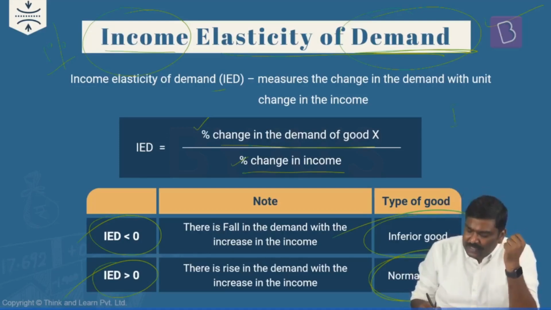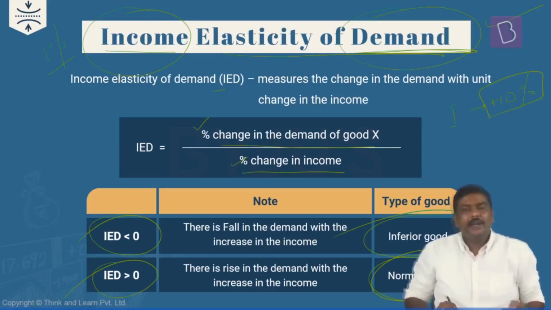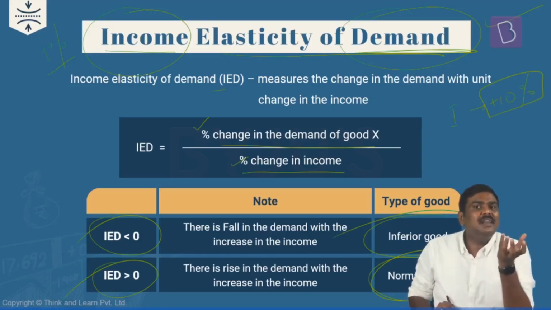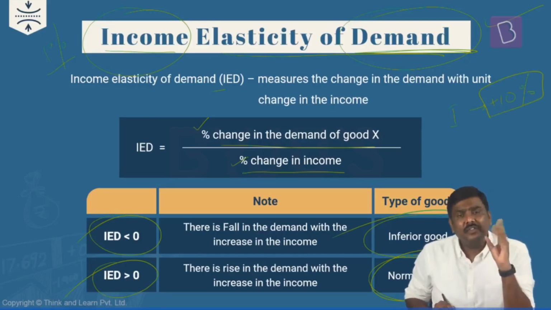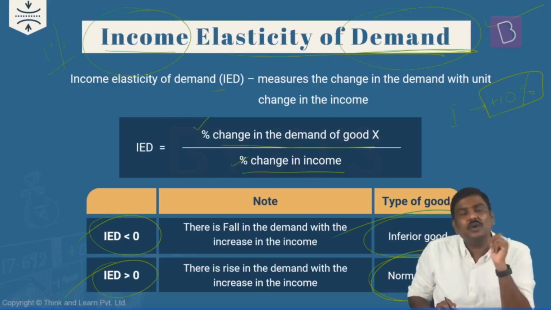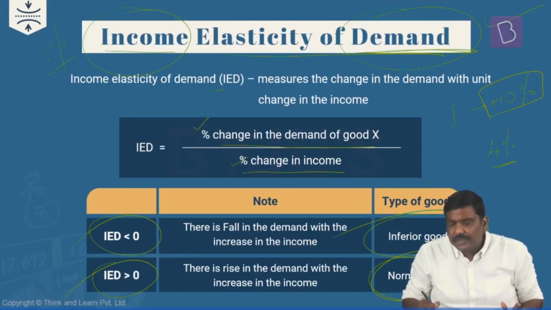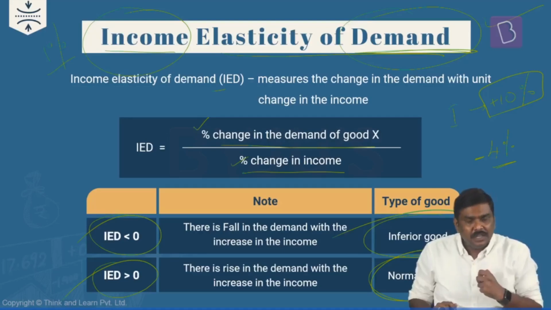When the income of a person increases, let's say by 10%, okay, income increases by 10%. So increases means plus 10%. But for a particular commodity, let's say inferior quality rice, the demand as well as the consumption of this inferior quality rice falls down by, let's say, 4%. Is it okay? Falls down means it decreases by 4%.